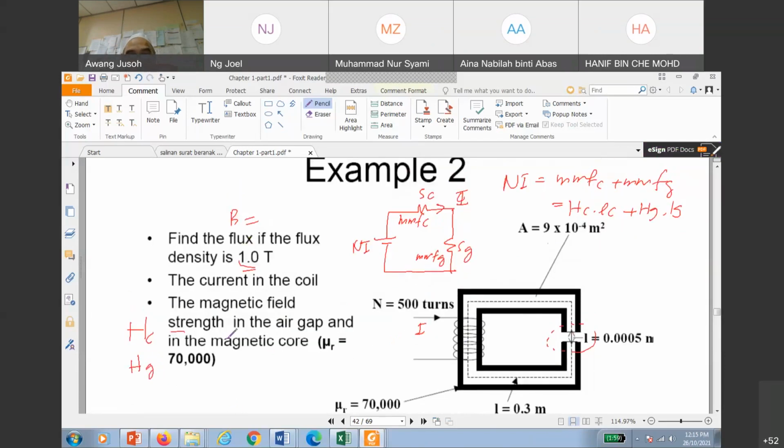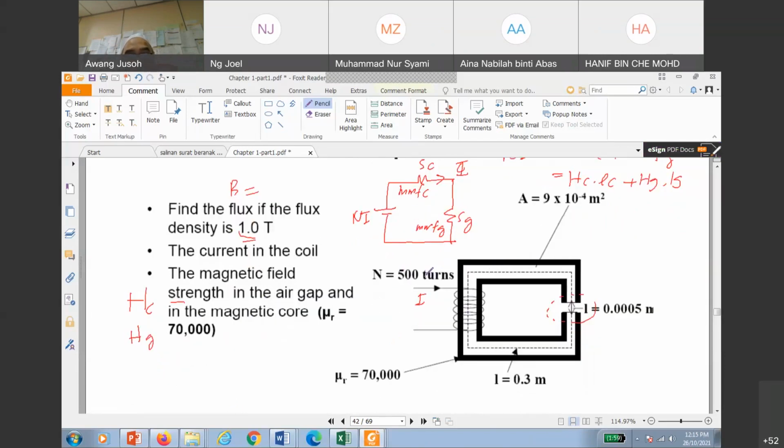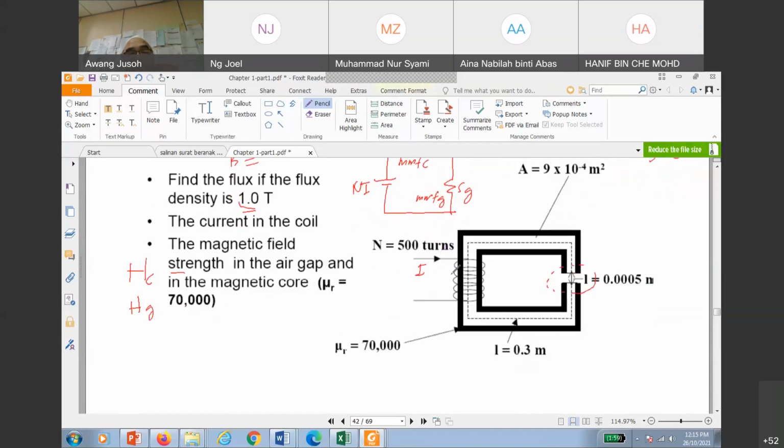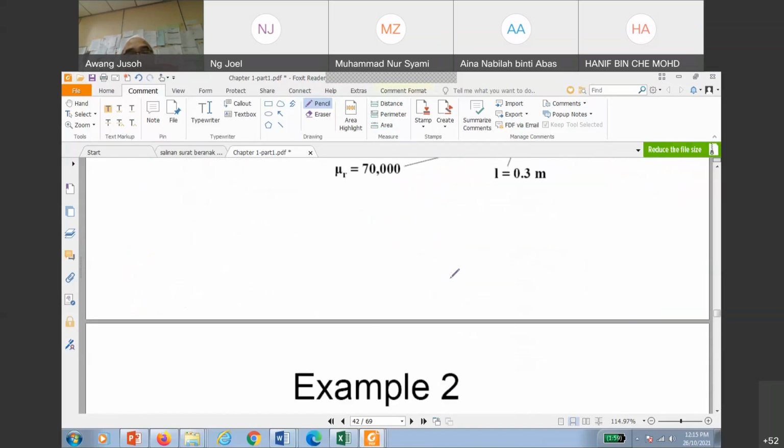We are also given the other data: N equals 500 turns, L core equal to 0.3 meter, LG, the air gap length, 0.005 meter, and the last one, A, the cross-section area, equal to 9 multiplied by 10 to the negative 4. I think again we use the same concept, Kirchhoff's law, but we only have two parameters here, the core and the air gap. This is a review only.